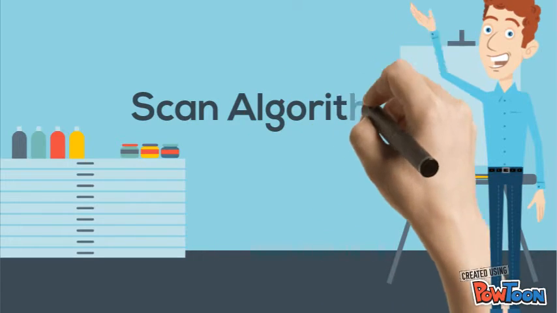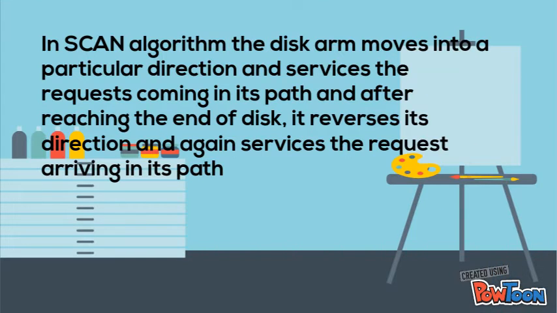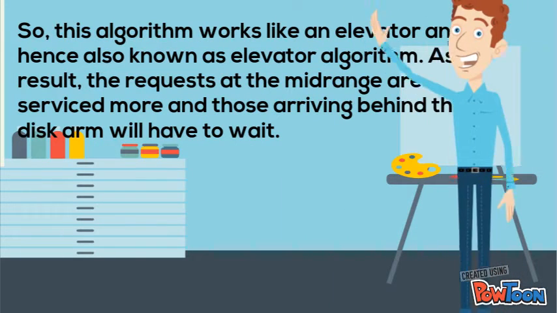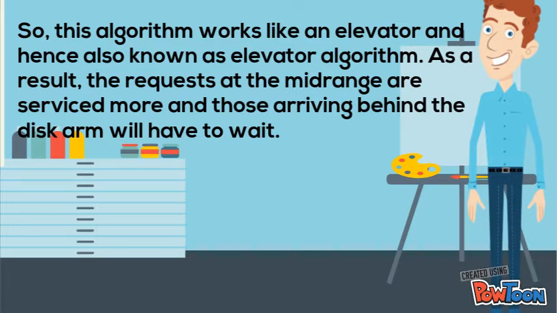Scan algorithm. In scan algorithm, the disk arm moves into a particular direction and services the requests coming in its path, and after reaching the end of the disk, it reverses its direction and again services the requests arriving in its path. So, this algorithm works like an elevator, and hence is also known as the elevator algorithm.